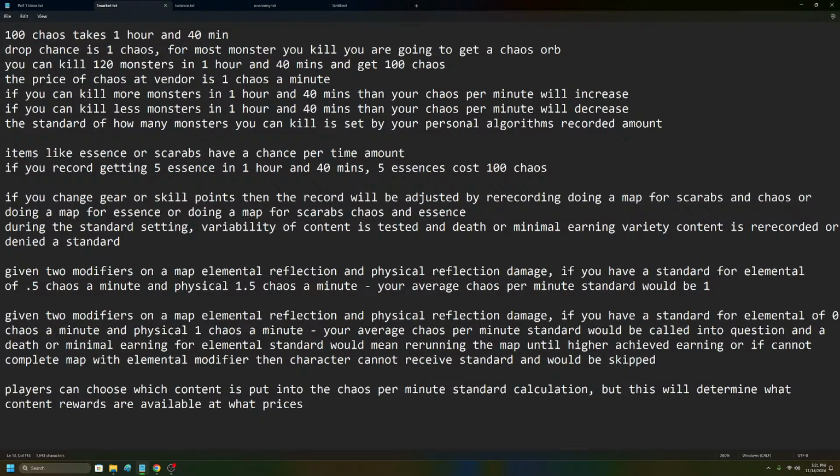Like, let's say it's delve. What would happen is you would see delve, and you would see, in terms of chaos orbs, just as kind of a placeholder standard, we're just going to use chaos orbs. It would say that you did above normal or below normal of a chaos orb standard. And what I mean by that is the chaos orb in the vendor would cost 1 chaos orb if you hadn't done the stress test.